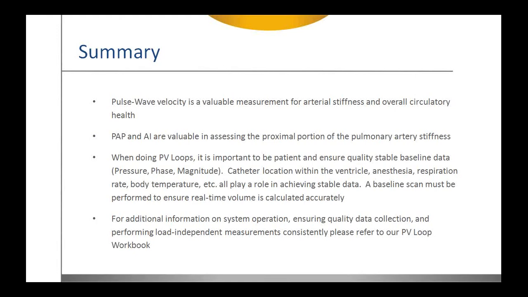It is important to be patient and ensure quality of stable baseline data: pressure, phase, and magnitude. Catheter location within the ventricle, anesthesia, respiration, and body temperature all play a role in achieving stable data. A baseline scan must be performed to ensure real-time volume is calculated accurately.